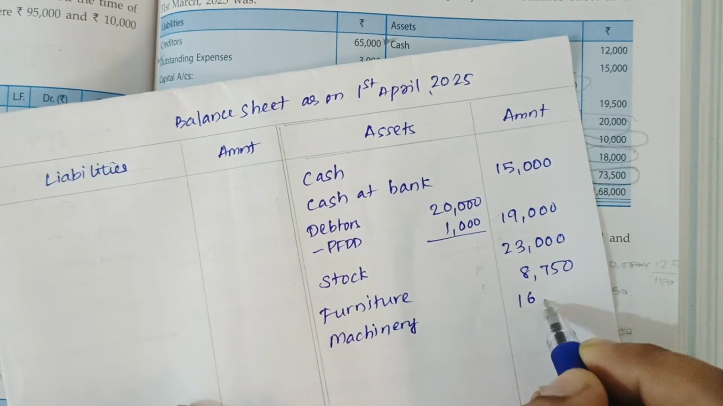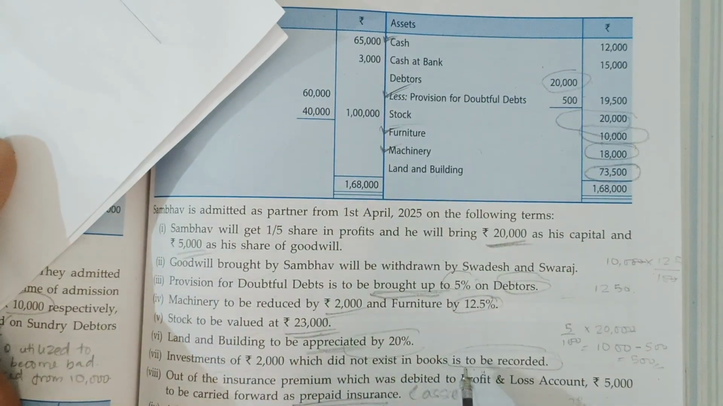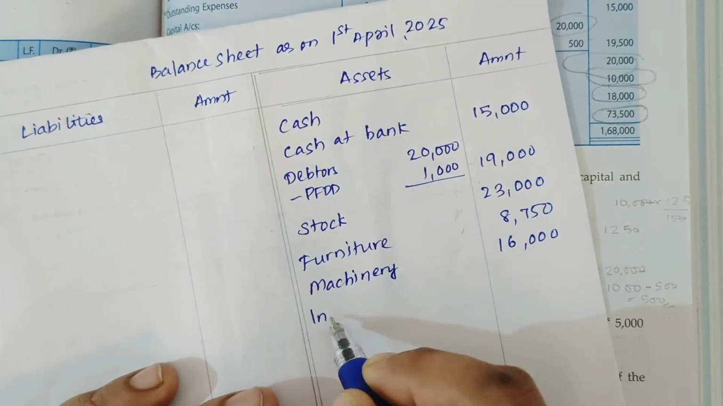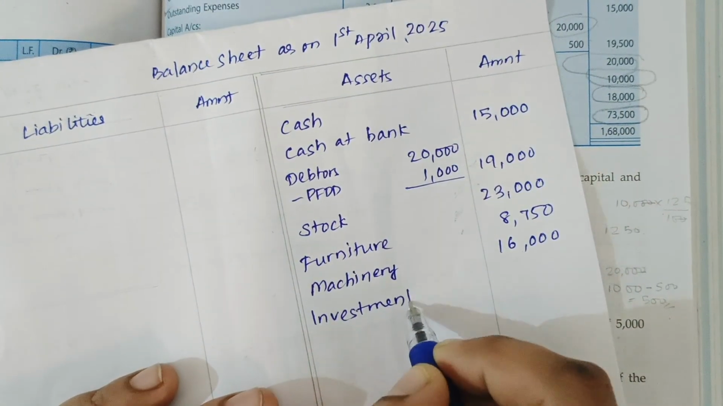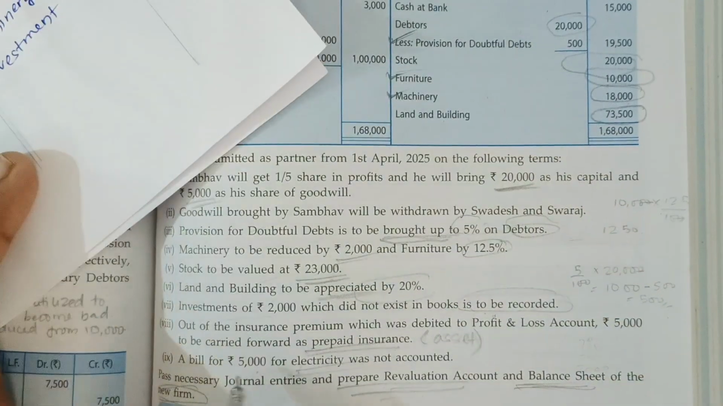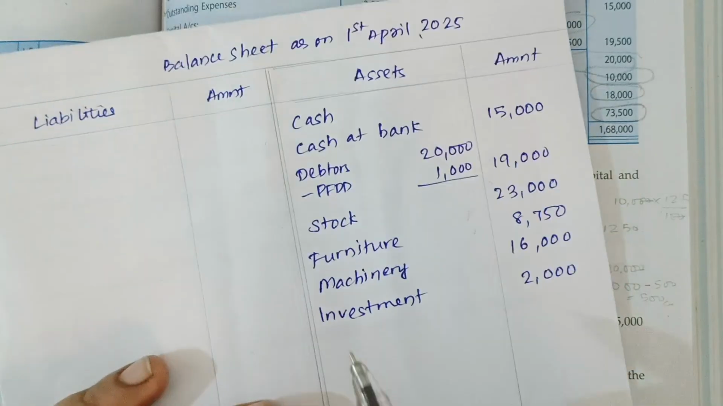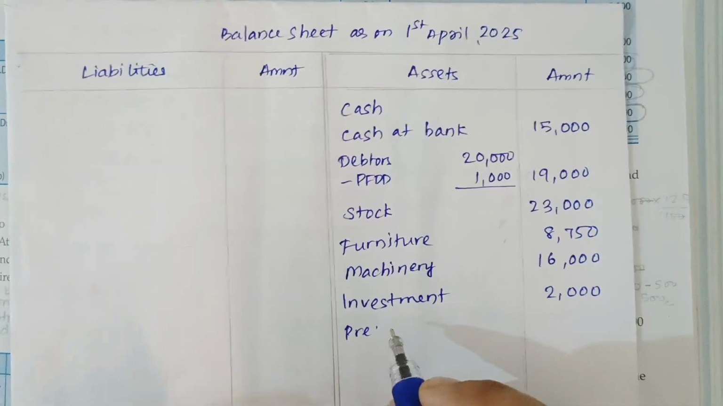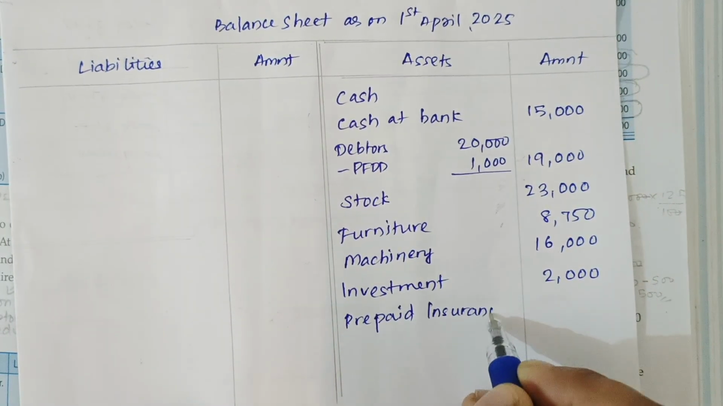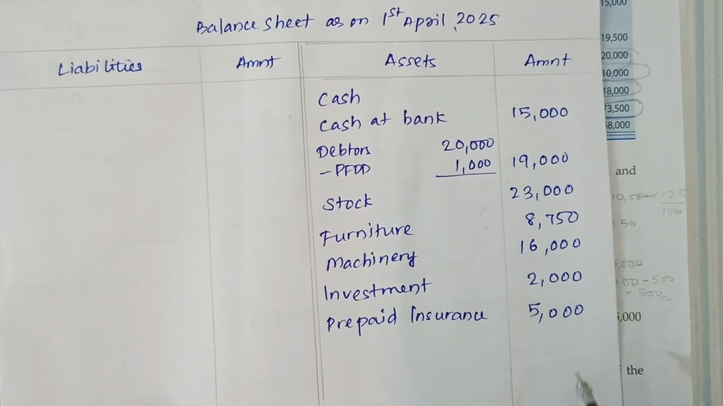Machinery 16,000. And investment was not recorded, so we have to record the investment. Investment is an asset, so on the asset side, investment should be recorded. The amount is 2,000. And prepaid insurance, which is also an asset, we should record that. Prepaid insurance, and the amount is 5,000.